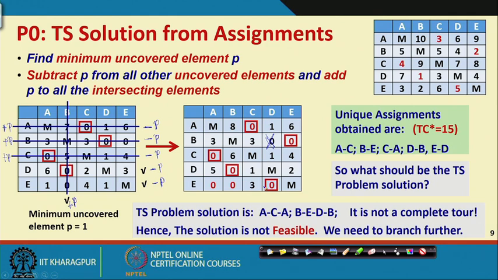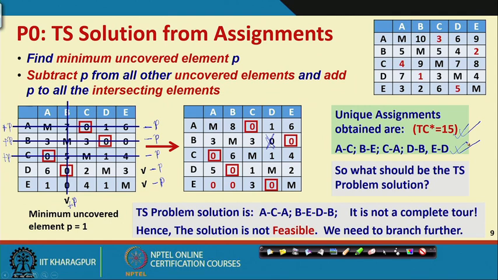The assignment problem is solved and the unique assignments obtained are A to C, B to E, C to A, D to B, E to D. So, that is the assignment solution, and if you look here, the solutions are indicated in the original problem, and if you add them, 4 plus 3 plus 2 plus 1 plus 5, it is going to be 15, and that 15 is our TC star, right, and this is our solution: A to C, B to E, C to A, D to B, E to D.